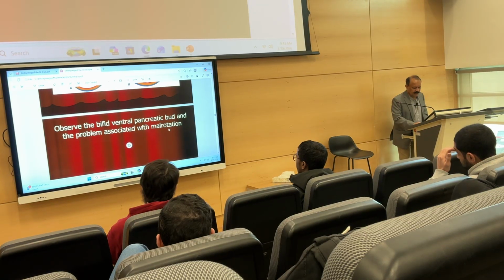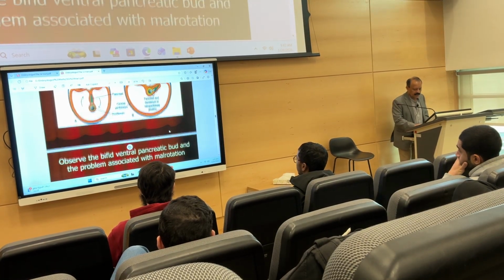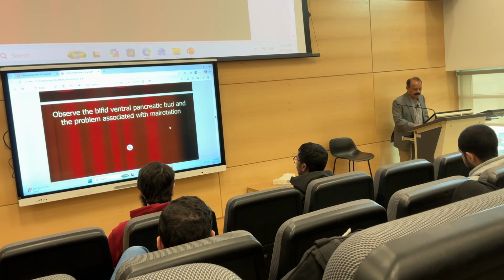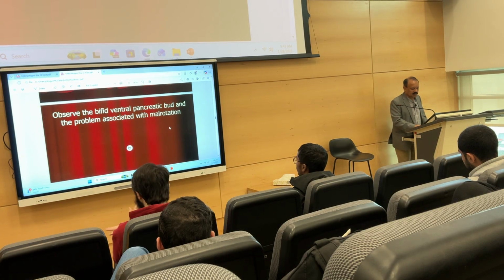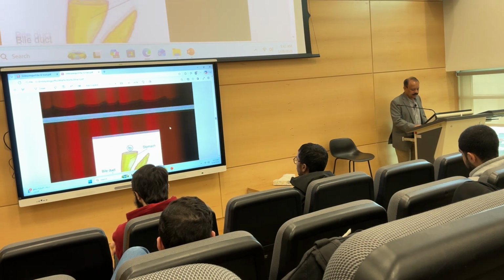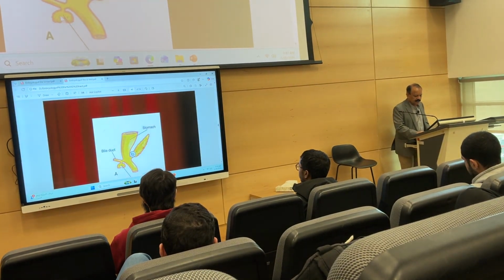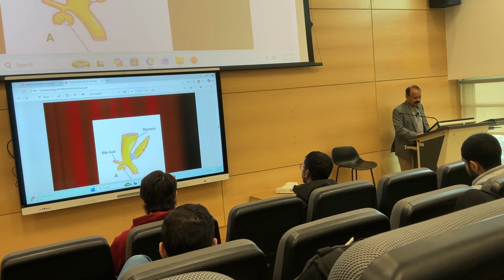Observe the bifid. This is the normal one we did. Now observe the bifid ventral pancreatic bud and the problem associated with malrotation. This is the bifid.